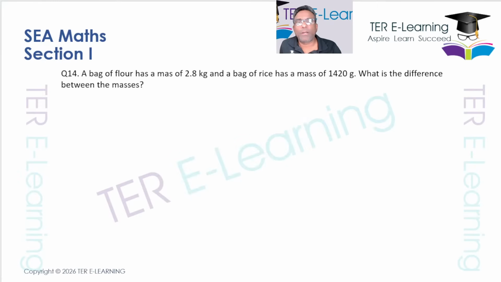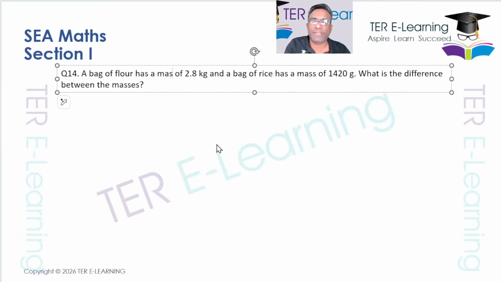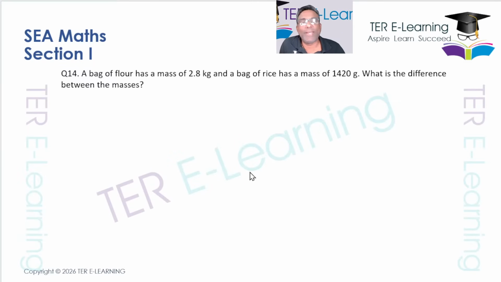All right, question 14. We have a bag of flour that has a mass of 2.8 kilograms, and a bag of rice has a mass of 1,420 grams. What's the difference between the masses?